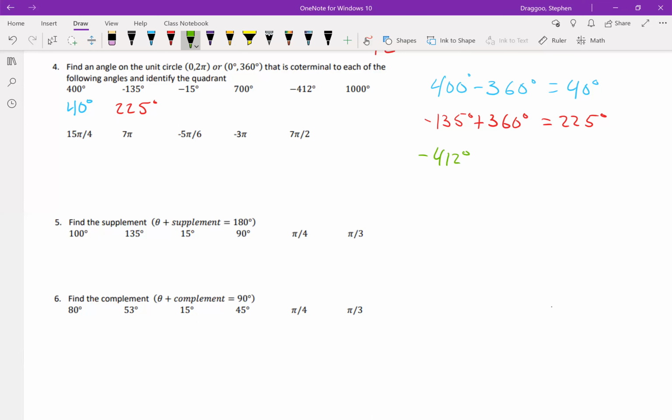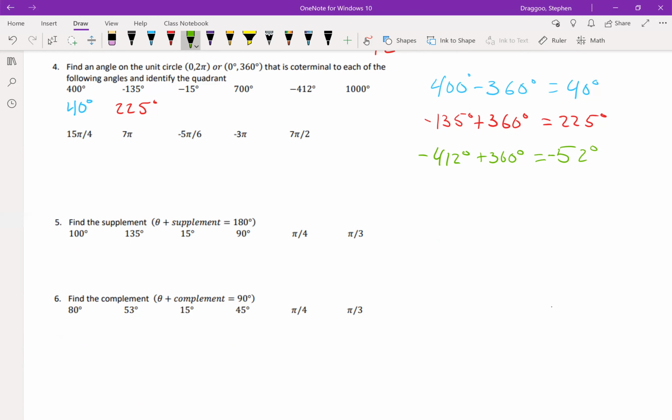Again, I'm below a circle, so I'm less than 0. So I'm going to want to add 360 degrees. And I'll get 52 degrees, except that's actually negative 52 degrees. So I've added 360 and I still don't have an angle that's between 0 and 360.